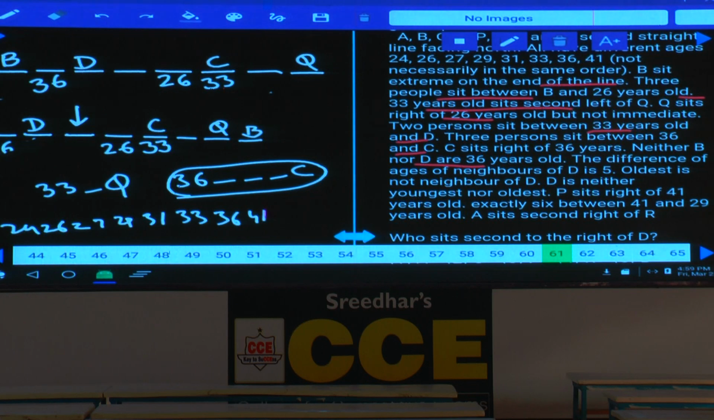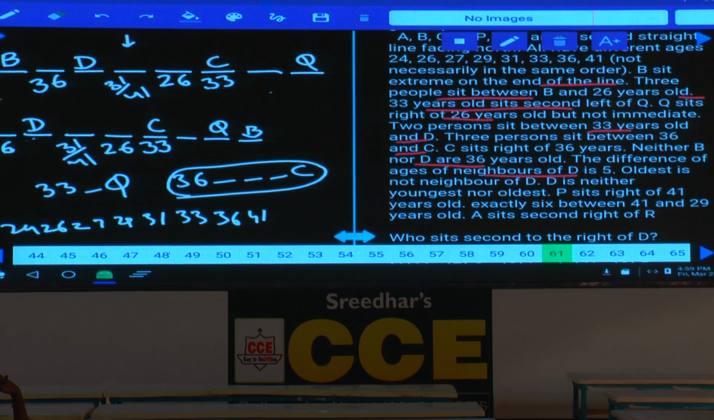The next one. What is the other information we have? The difference of ages of the neighbors of D is 5 years. Now one of the neighbors' age is how much? 36-year-old, isn't it? And this person's age must be 36 minus 5 or 36 plus 5, so the age of this person could be either 31 or 41. Both are there, isn't it? And similarly here also, the age of this person could be either 31 or 41.